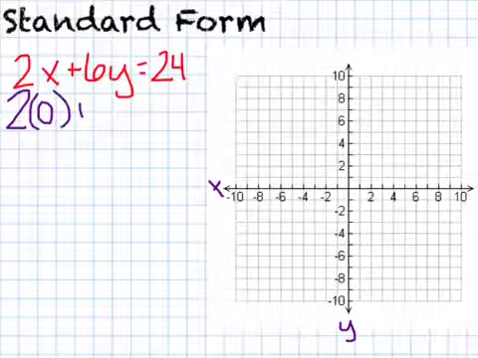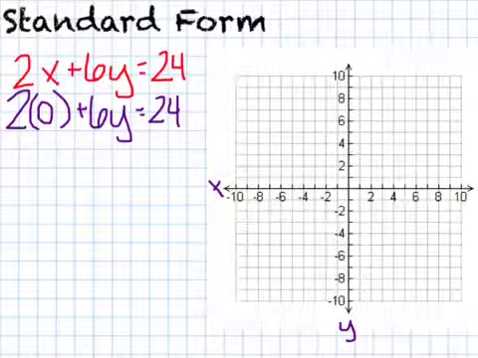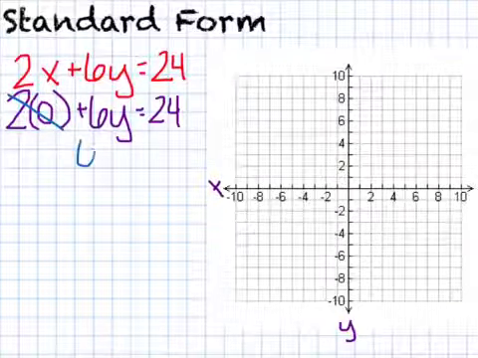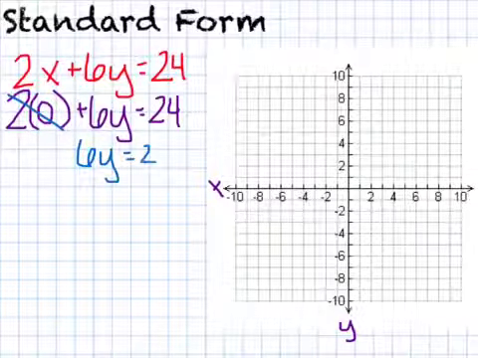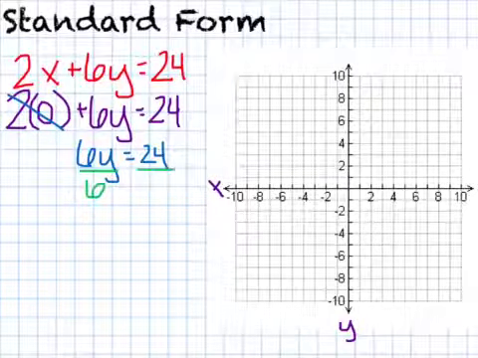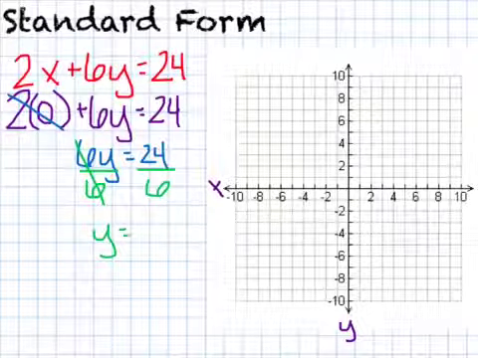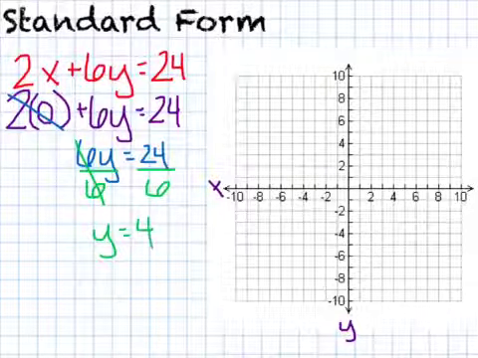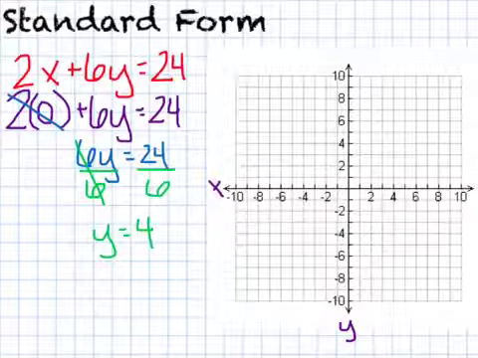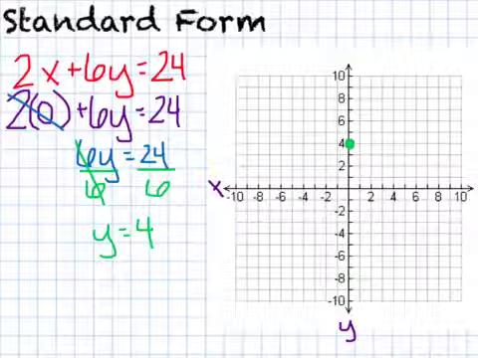2 times 0 plus 6y equals 24. Let's work that problem out. 2 times 0 is 0, so we can ignore that, and we'll just be left with 6y equals 24. We know how to solve these equations. Divide by 6, divide by 6. 6 divided by 6 is 1, so we have 1y equals 24 divided by 6, which is 4. So we've just found our y-intercept, and that is y equals 4. Right up here at 4 on our y-axis, we can plot our point.